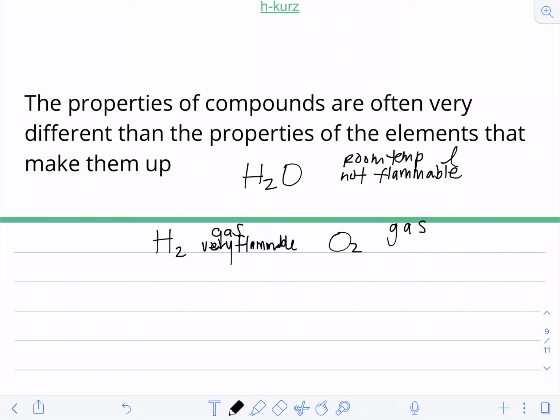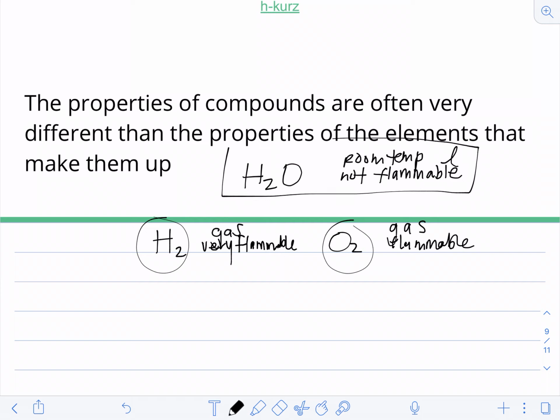Same thing with oxygen gas, very flammable. So that's just one example of how elements that make up compounds behave really differently and have different properties than when they are actually combined in the compound. Once they combine and change their chemical formula, forming whatever compound, they get very different properties.